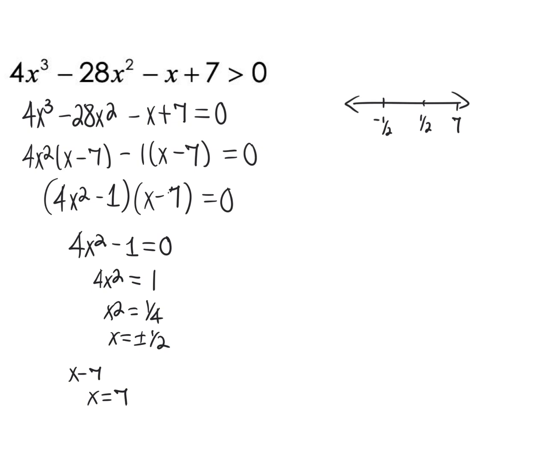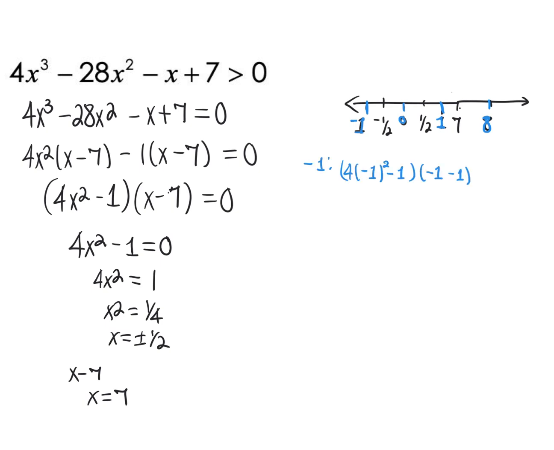So we're going to test our points to the right of 7, to the left of negative 1/2, and then between all of our points. So we have 8, we have 0, and we have 1 and negative 1. These are the easiest points to pick. 1, negative 1, and 0. Very easy numbers to pick. I'm just going to rewrite them in a different color now. So we go ahead and test our points.